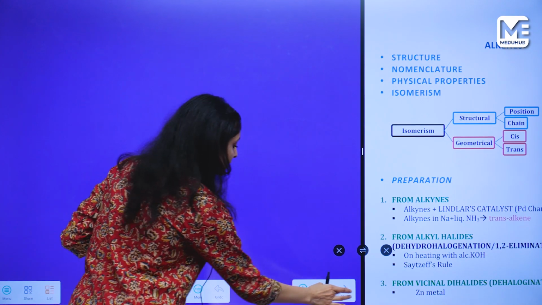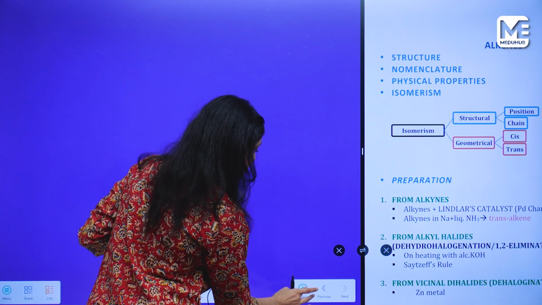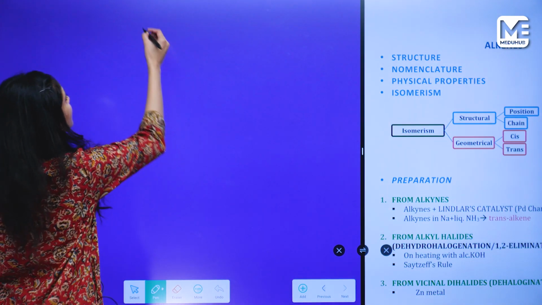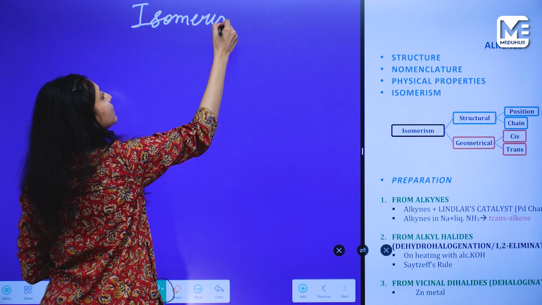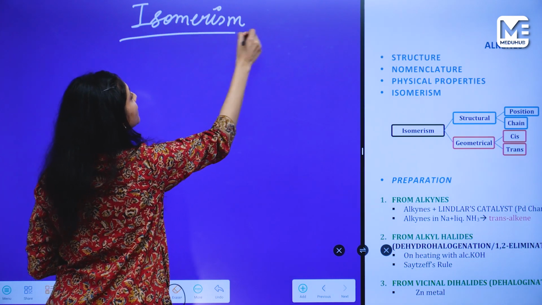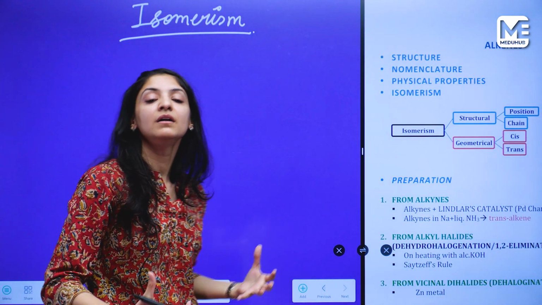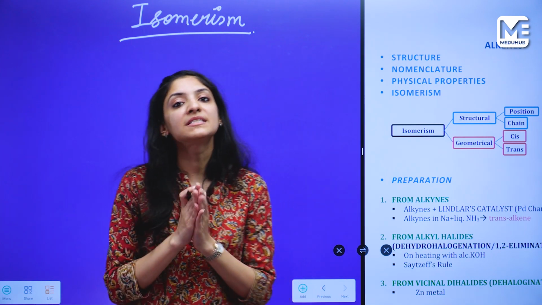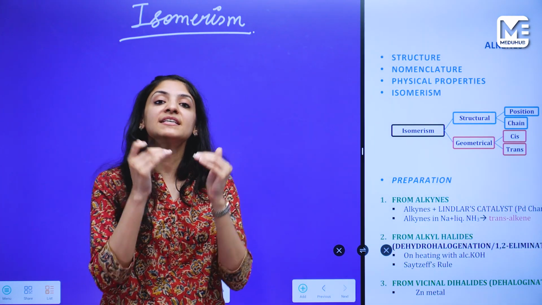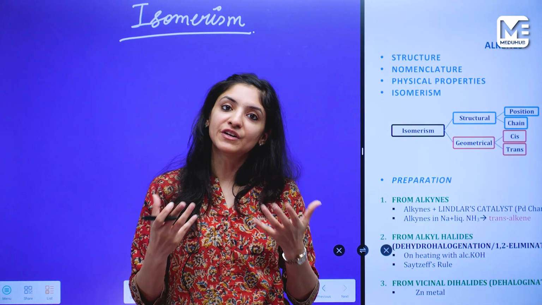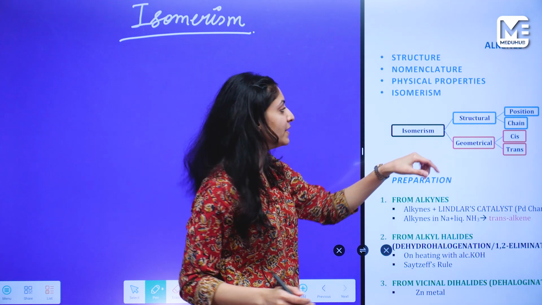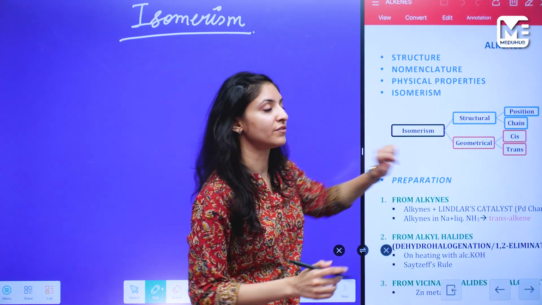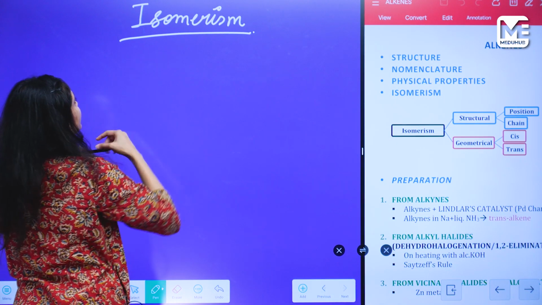Alkenes also undergo isomerism. Isomerism is a phenomenon where a compound will have the same molecular formula but will exist as different isomers which will have different properties. So there are two types of isomerism that alkenes exhibit. One is structural, the other is geometric. Let us talk about structural isomerism first.